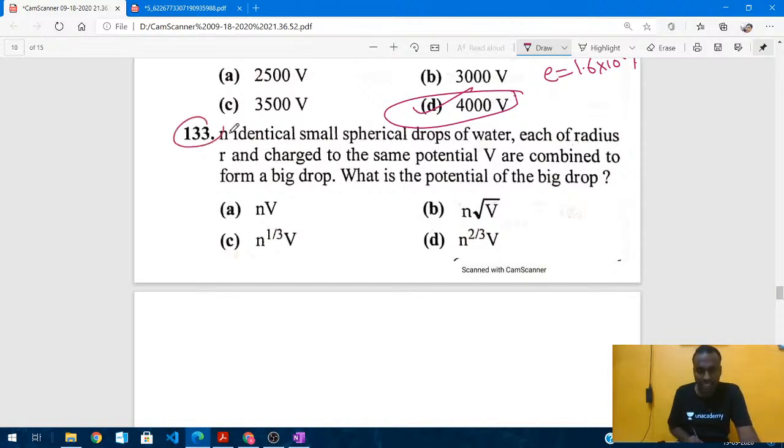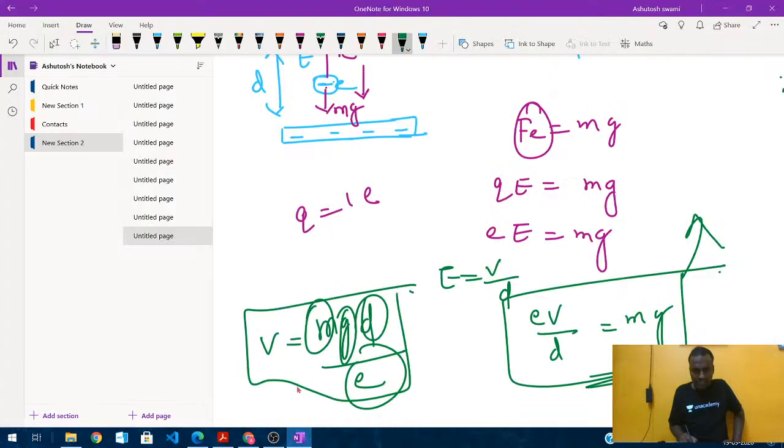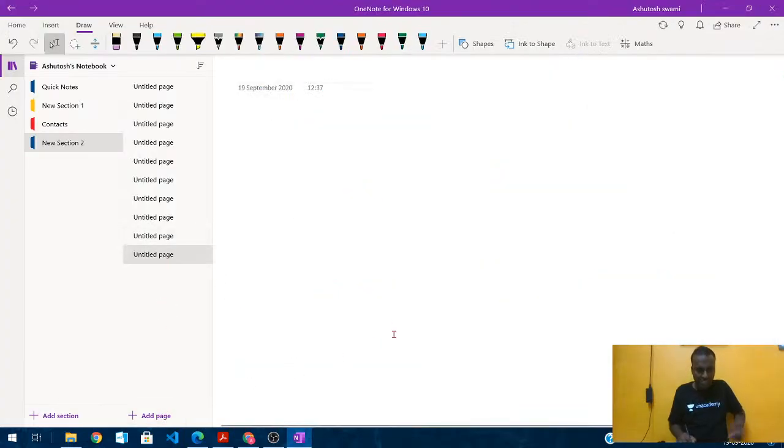So n identical small spherical drops of water, each of radius small r and charged to the same potential V, are formed into a bigger drop. So then what is the potential of the bigger drop is the question, students. What is the potential of the bigger drop? So I'll take one new page, students, for concept, and then you can solve the problems, of course.